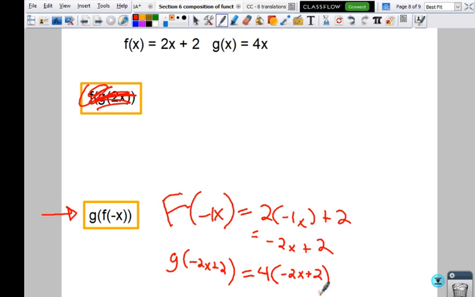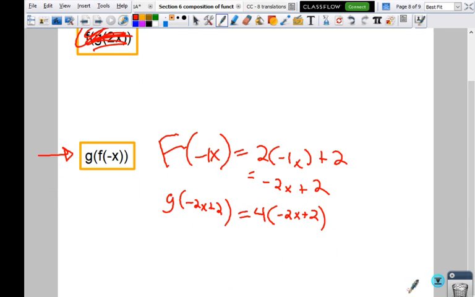Devin, what do we get for our final answer? Negative 8x plus 4. Yep, you got it. So g of f of negative x equals negative 8x plus 4, because we have to distribute this 4 on the outside right there. Plus 8. You said 4. I believe you. Sorry. That's what I get.